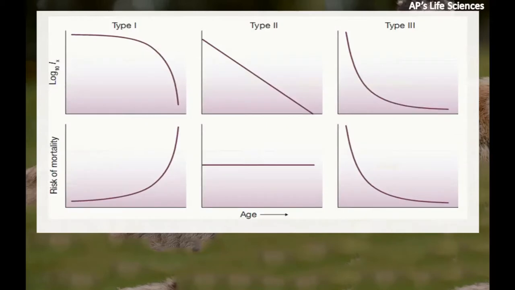So if we compare the survivorship curve with the risk of mortality, then we can see that in type 1 survivorship curve, the risk of mortality is higher towards the end of the life stages, whereas in type 2 survivorship curve, the risk of mortality remains constant over the age, whereas in type 3, there is a higher risk of mortality at initial ages, which gradually decreases as the species grows.